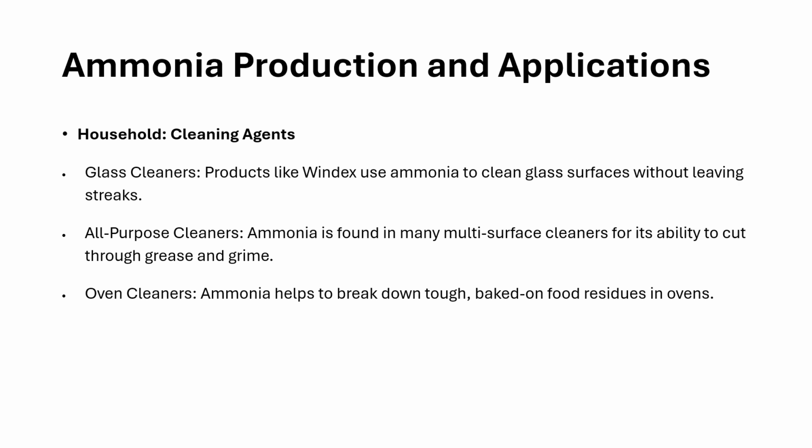Also, around our houses, we use ammonia quite a bit in our cleaning agents. For glass cleaners, we use products like Windex because they use ammonia to clean glass surfaces without leaving streaks. In our all-purpose cleaners, ammonia is found in many multi-surface cleaners for its ability to cut through grease and grime. And in our oven cleaners, ammonia helps to break down tough, baked-on food residues in ovens.